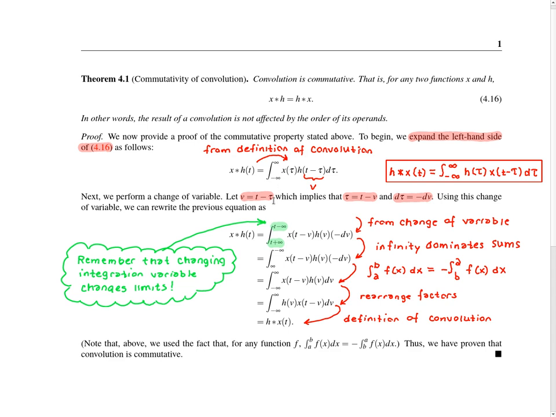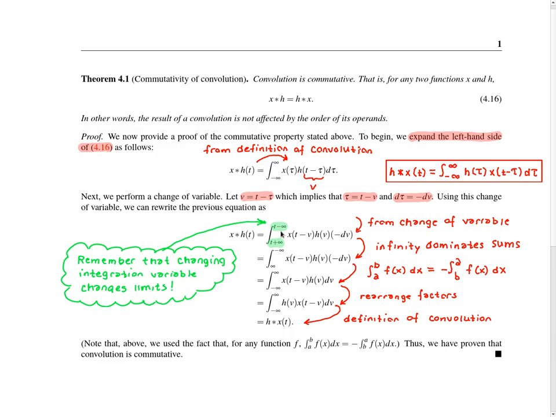The particular way that we determine what these new limits should be, the ones highlighted in green here, is using the following logic. To find this lower limit of integration, which corresponds to a value of v, we want to know what value of v corresponds to tau being equal to minus infinity. We can determine this using this equation here. If tau is equal to minus infinity, then v is equal to t minus minus infinity, which is equal to t plus infinity, which is what we have for the lower limit here.